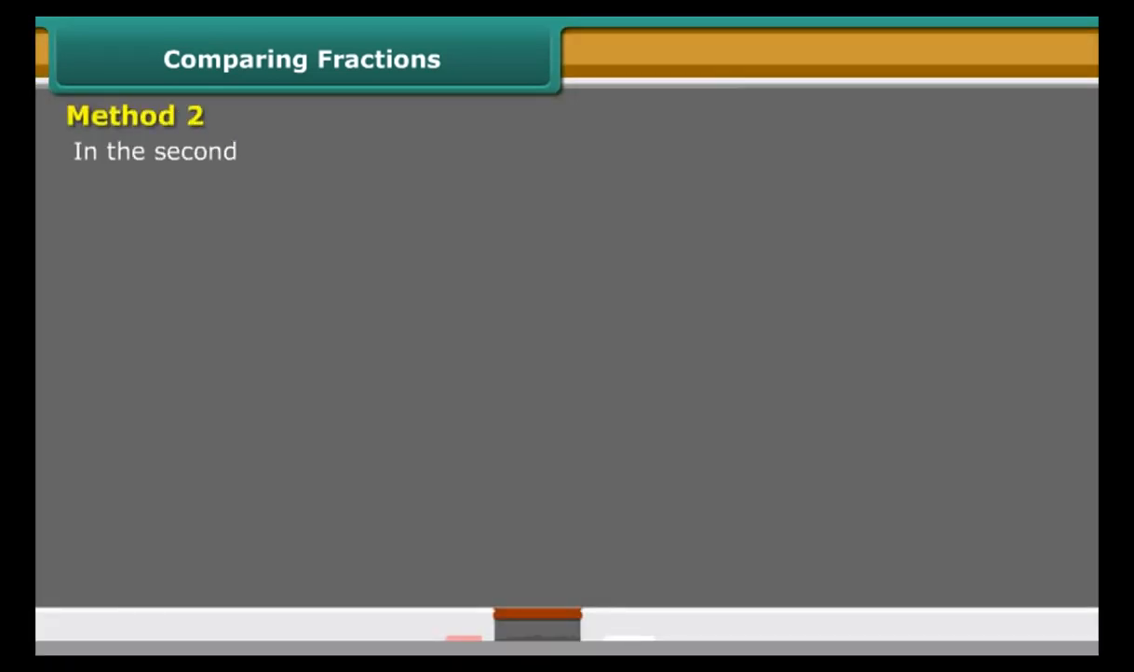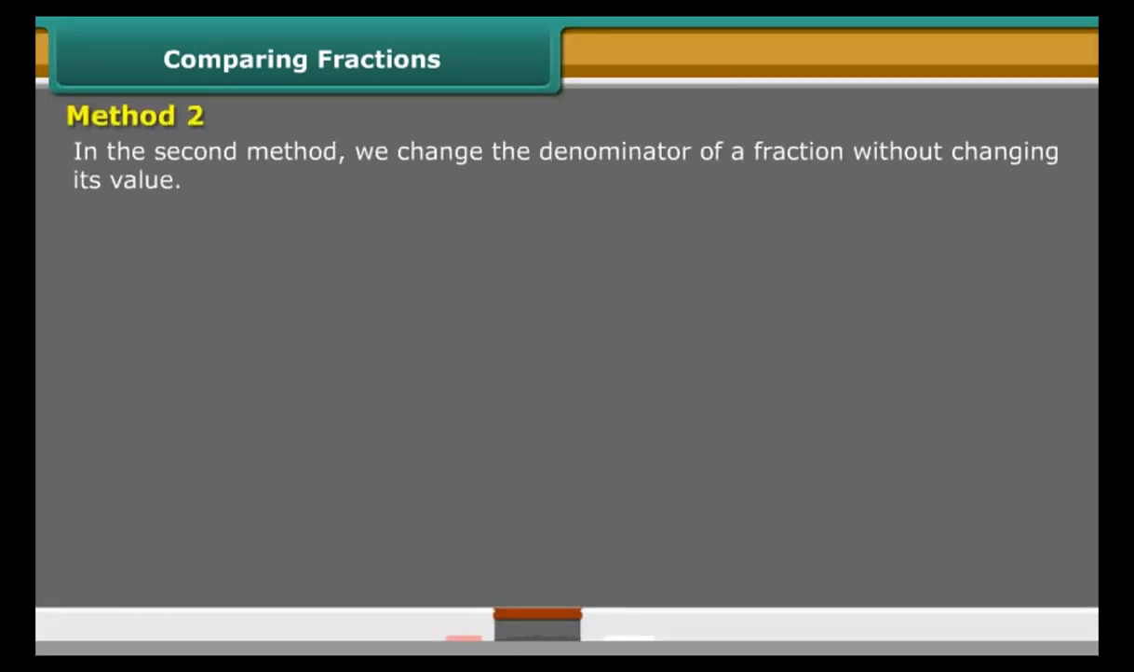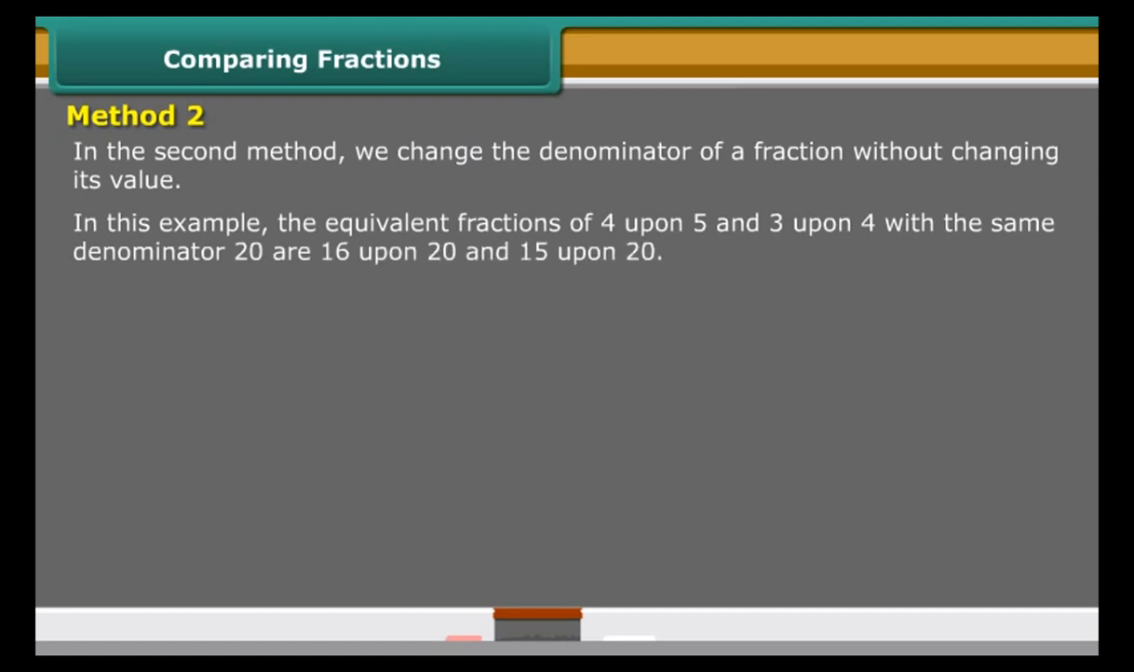Method 2. In the second method, we change the denominator of a fraction without changing its value. In this example, the equivalent fractions of 4/5 and 3/4 with the same denominator 20 are 16/20 and 15/20.